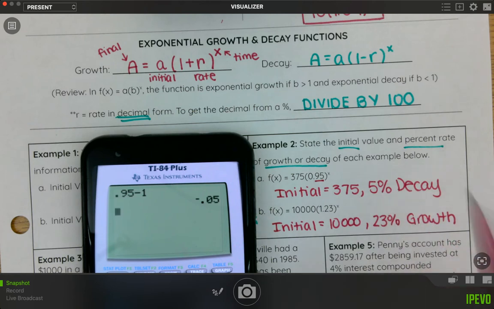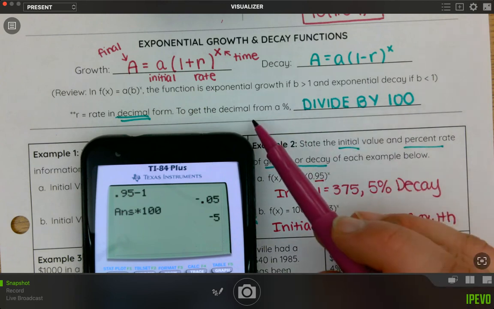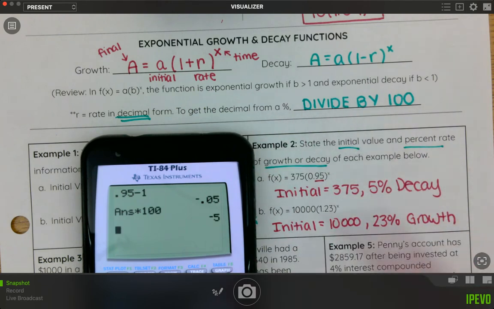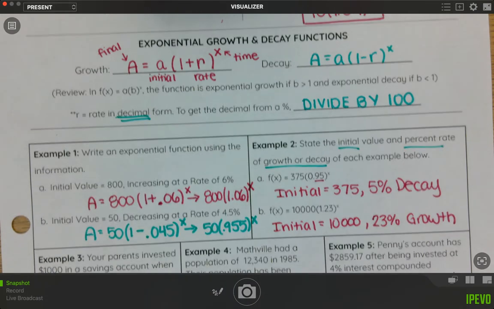And if you multiply by 100, that will give you back your percentage. So you can divide by 100 to get the decimal form, multiply by 100 to get back to the percentage. Okay? You don't need to write that this is negative 5% because you're already writing that it's decaying, and that's what the negative means. So you don't need to write both. And then down here, if I do 1.23 minus 1, it pretty much just takes away the 1. And again, if you're not comfortable with what percentage that is, multiply by 100, and that tells you your percentage. Okay. Now, let's talk about some word problems.